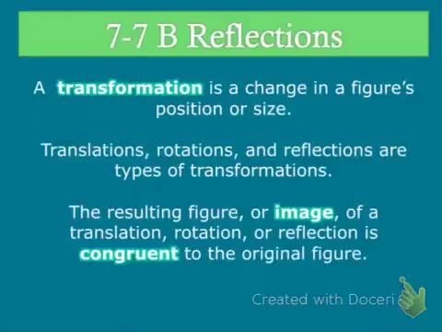So a transformation, this is review, is a change in a figure's position or in its size. The different kinds that we're going to talk about in this lesson are translations, which we've already done, rotations, which we haven't done yet, and then reflections, which we're doing today. The resulting figure, or what we would call the image, like if we had a figure, the image is going to be the figure with a dash. A translation, rotation, or reflection is going to be congruent, meaning that it's got the same angles and the same sides as the original figure.